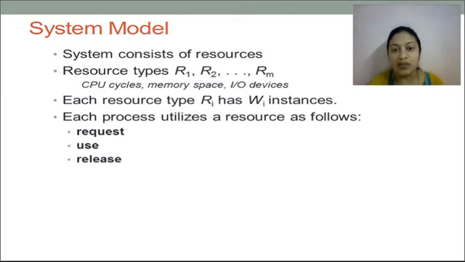The resources could be given the names like R1 to Rm, and suppose the resources are CPU cycles, memory space and IO devices. Now these resources could have multiple instances as well, like multiple IO devices of the same type, multiple USB ports, or multiple memory space available. So we say resource Ri has Wi number of instances.